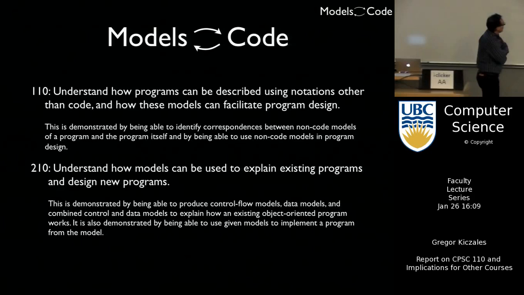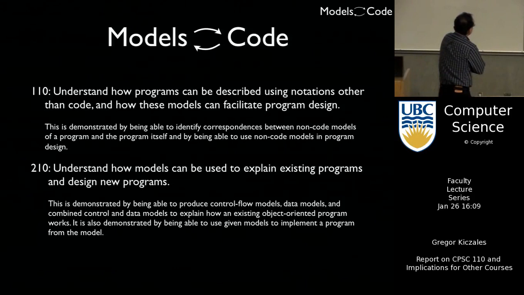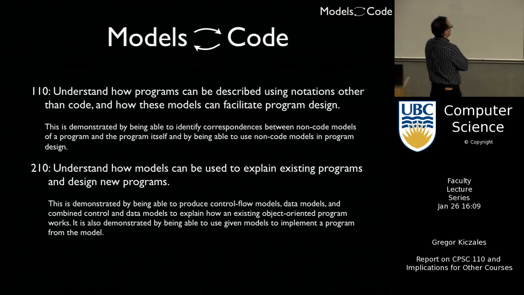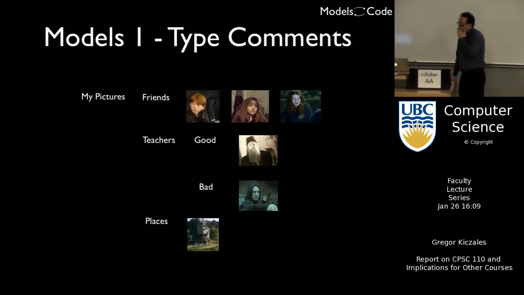The 110 goal is understand how programs can be described using notations other than code, and how these can facilitate program design. And of course, in order to be a learning goal, it has to be accessible. So the way it's demonstrated is by being able to identify correspondences between non-code models and the program itself, and by being able to use non-code models in program design. 210 is roughly the same thing, but kind of more so. And then 310 would be more so.